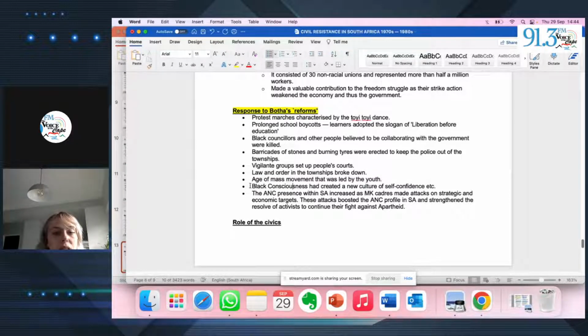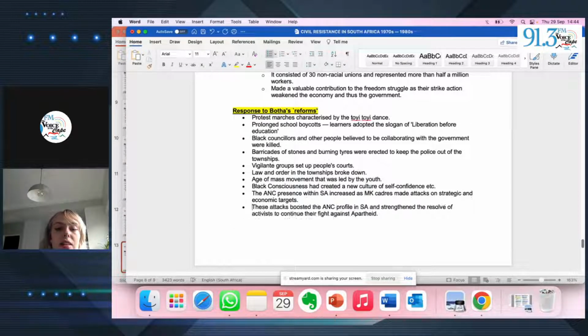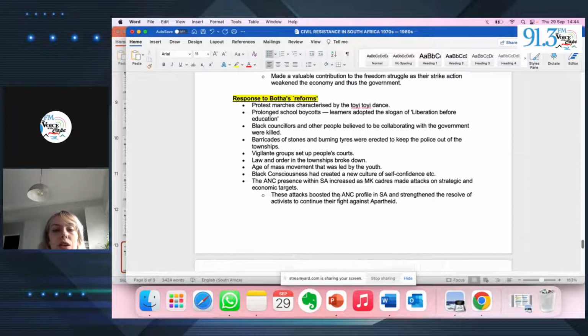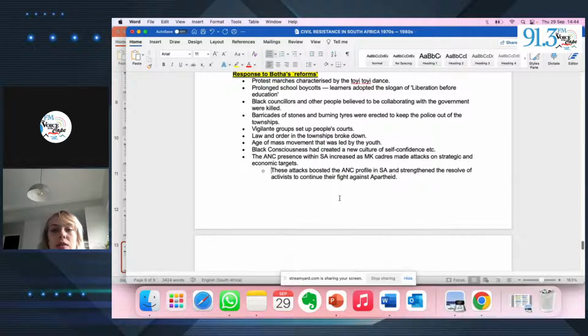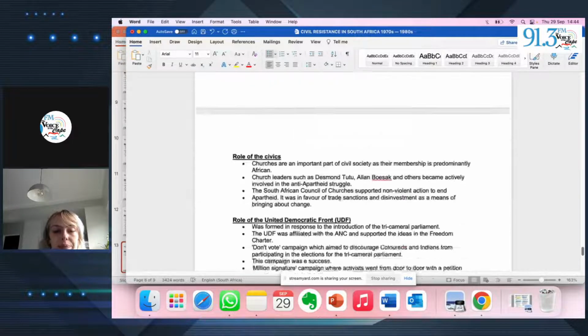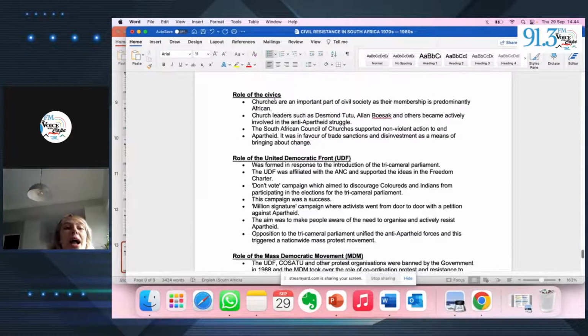Black consciousness created a new culture of self-confidence, and the ANC presence within South Africa increased as MK cadres made attacks on strategic and economic targets. These attacks boosted the ANC profile in South Africa and strengthened the resolve of activists to continue their fight against apartheid. Okay, and then the roles of civics, so churches, things like that.